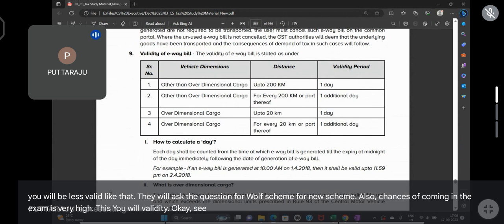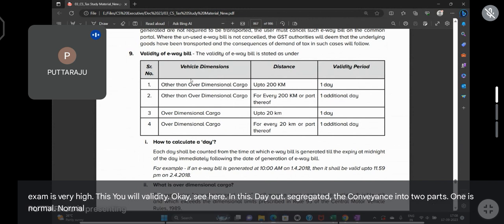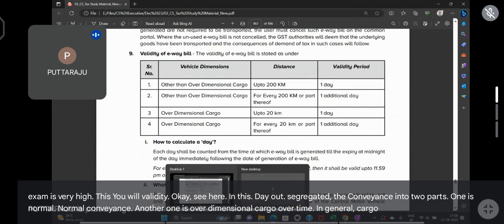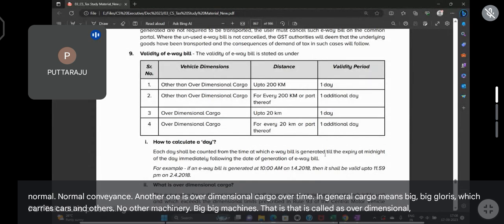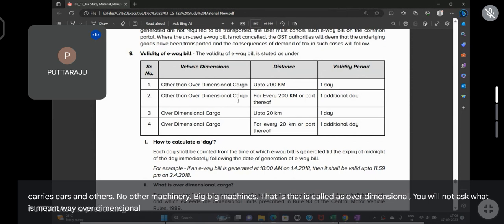Okay, see here they have segregated the conveyance into two parts. One is normal conveyance, another one is over dimensional cargo. Over dimensional cargo means big lorries which carry cars and other machinery, big machines. That is called over dimensional. You will not be asked what is meant by over dimensional cargo; they will just give it as over dimensional. Okay, remember that name.